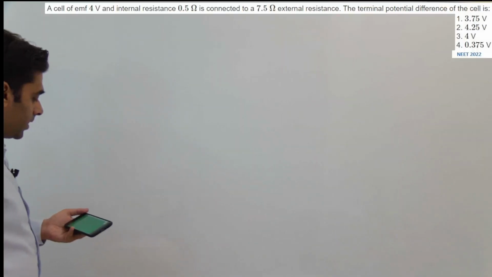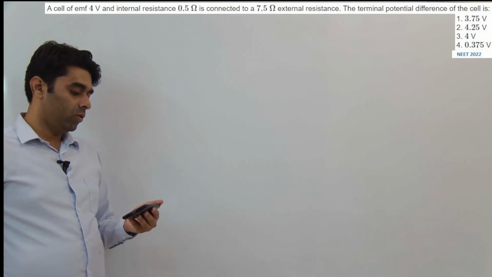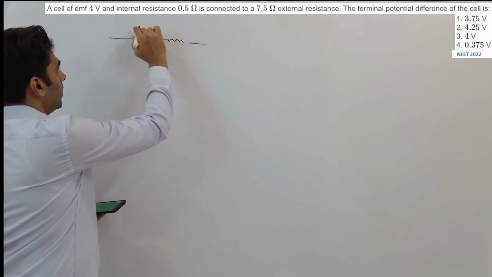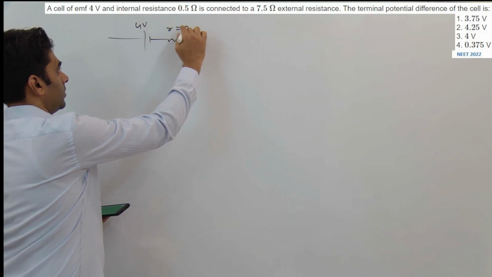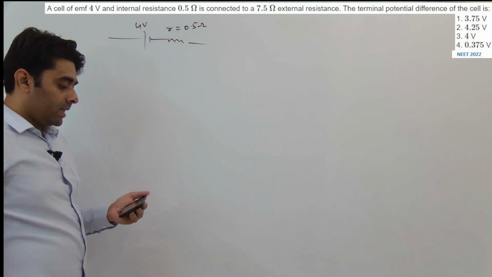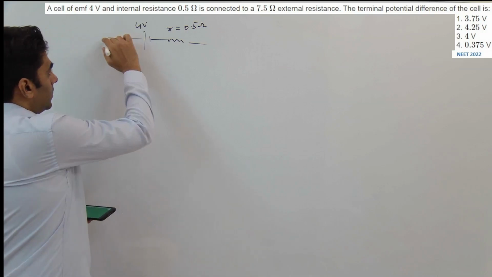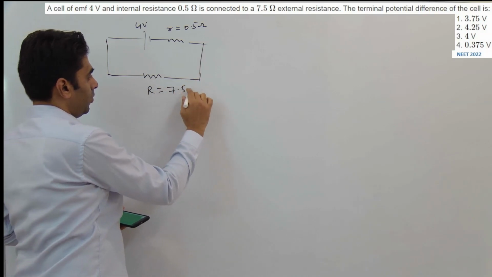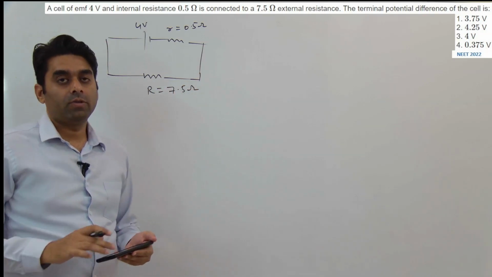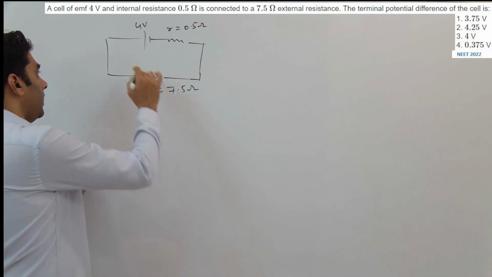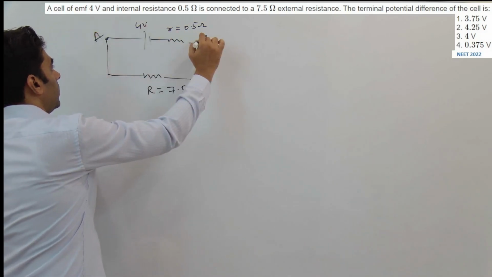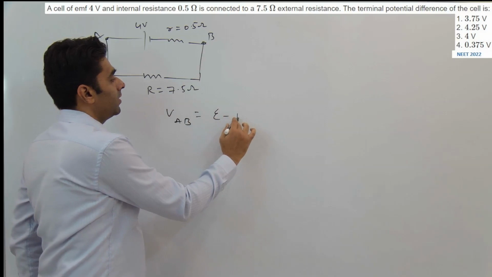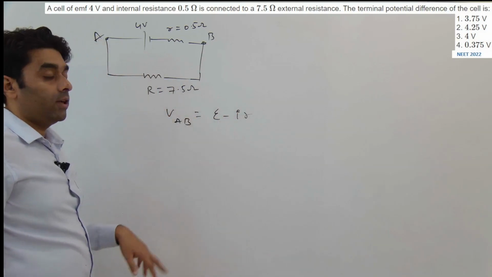Our next question says, a cell of EMF 4 volt and internal resistance 0.5 ohm is connected to a 7.5 ohm external resistance. The terminal potential difference of the cell is? You people may know the terminal potential difference formula. It is given as V_AB = E − Ir when the cell gets discharged. And for that we will require our current.